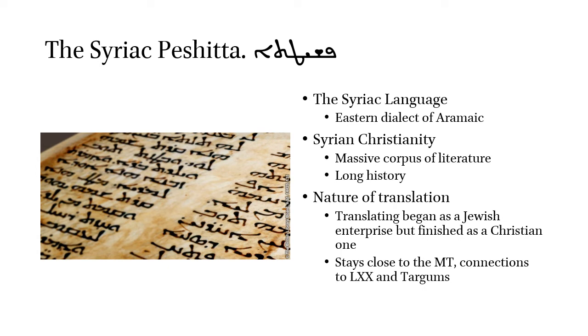But anyway, it's a Christian translation. It was preserved by Christians. It was probably produced by Christians in its final stages. The nature of the text, it follows the Masoretic text very closely. So the Targums, the Vulgate, and the Peshitta all closely align themselves to the Masoretic text.